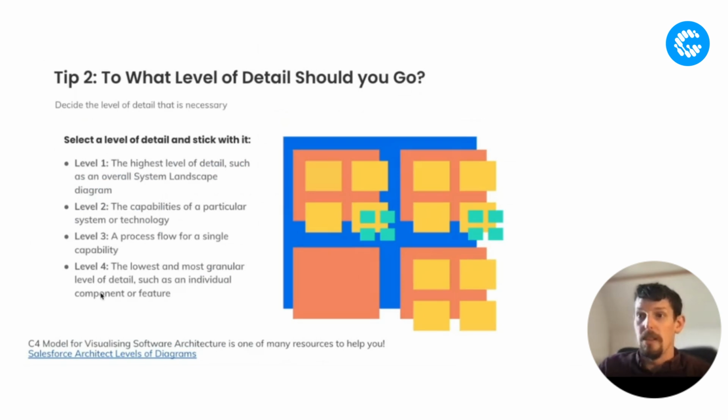So that's tip 1, which then leads us into tip 2: what level of detail you should go to. Salesforce and their solution architects use the C4 model, a model for visualizing software architecture. And the premise is pretty simple. There are 4 levels of detail, level 1 to level 4.